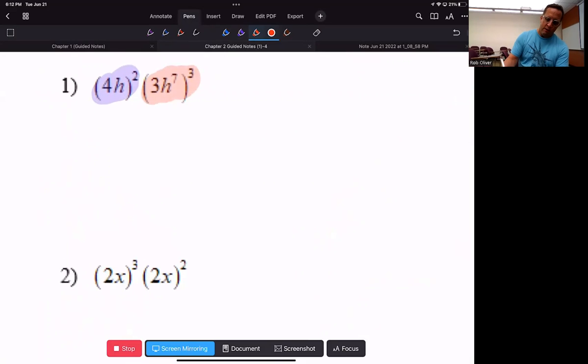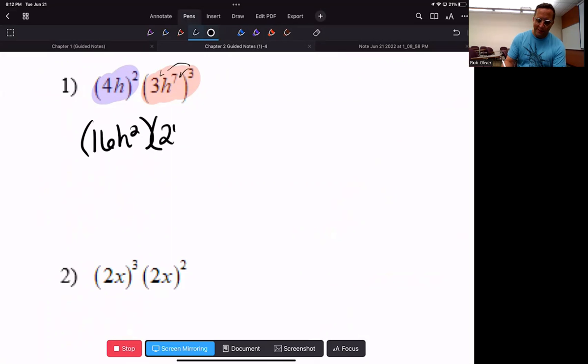Let's do that first. So we're going to do 4 squared, which is 16, and then h squared. So pretty simple thing right there. And then we're going to do 3 cubed. This 3 is going to apply to the 3 as the base and h to the 7th. So 3 to the 3rd power is 27, and then h, and then this is a power to a power, so we're going to do 7 times 3, which is 21.